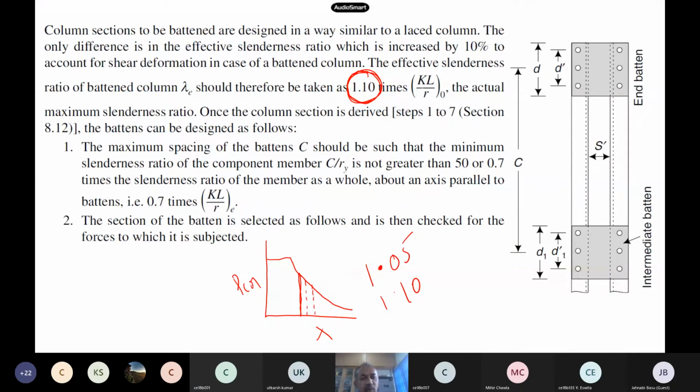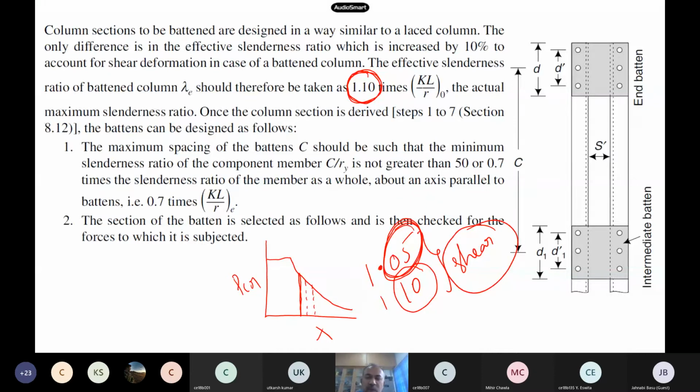It goes away. So why this 10%? Why has this extra come? If somebody asks you, the reason is shear deformation. That is the reason why you are increasing the slenderness ratio. Okay, so theory you will learn later.